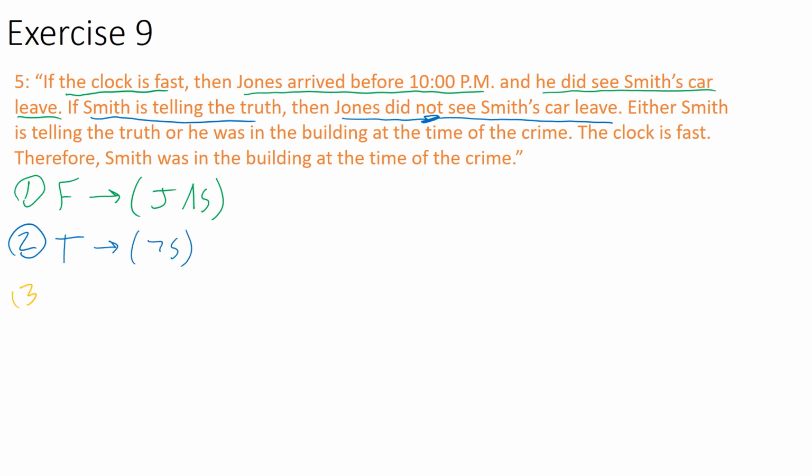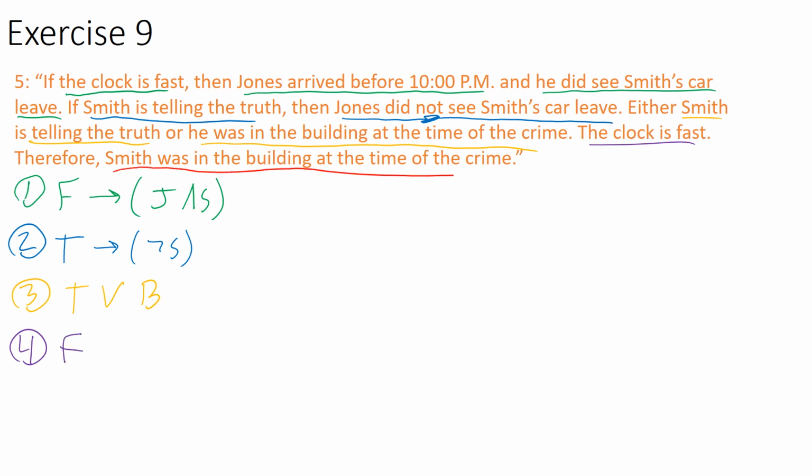For our third premise, we have a disjunction. Either Smith is telling the truth or he was in the building at the time of the crime. So T or B. Next we have an atomic sentence. The clock is fast. So for line 4, premise 4, we have F, and our conclusion is, therefore, Smith was in the building at the time of the crime. So from that we get B. So here are our premises, and from them we want to derive B.